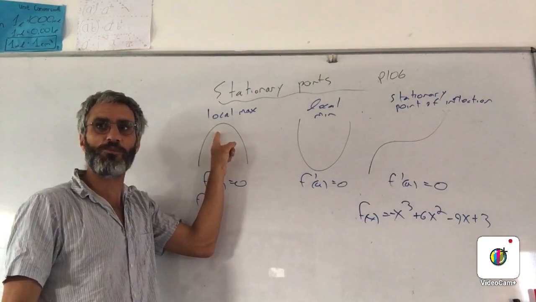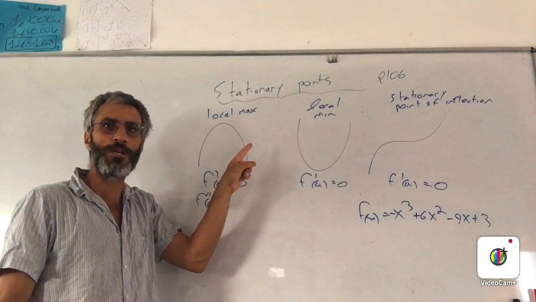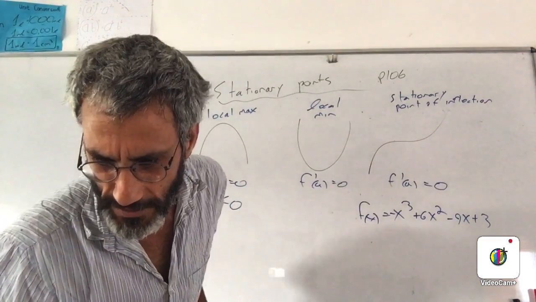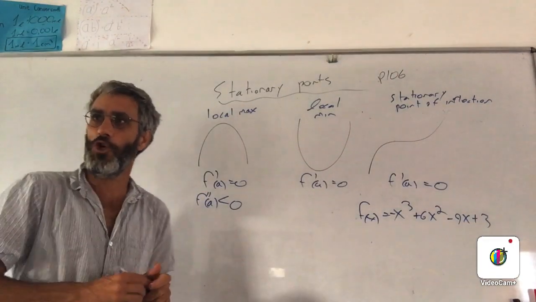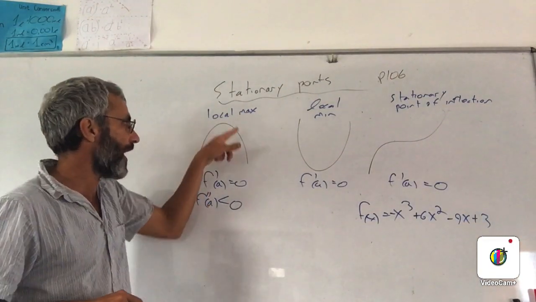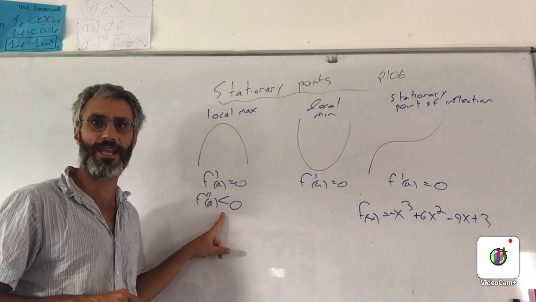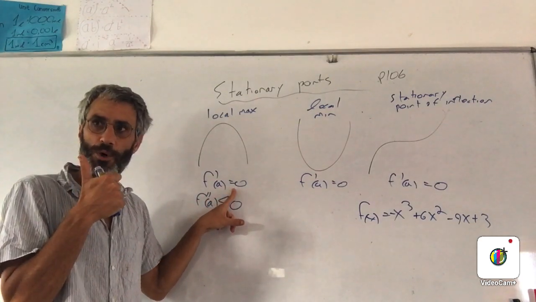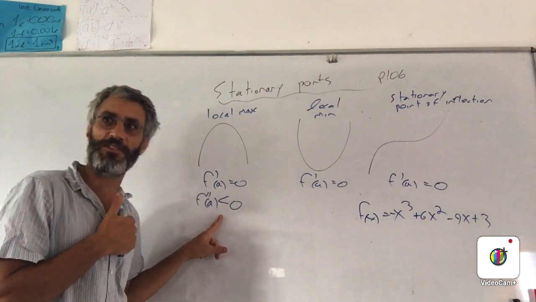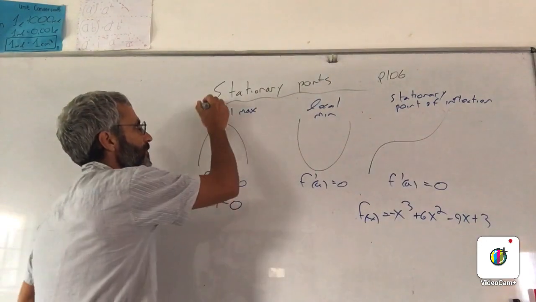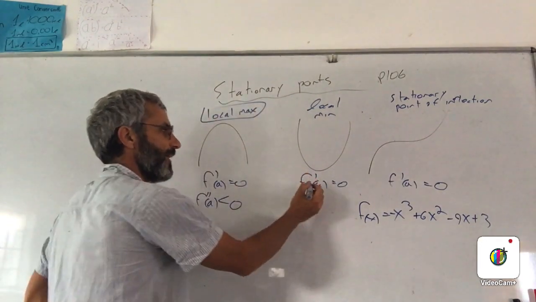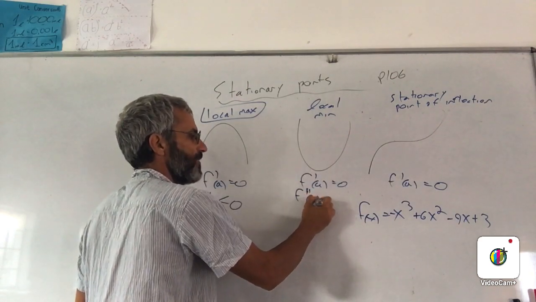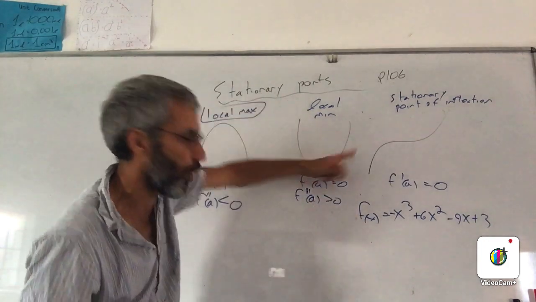Because the local maximum is always concave down, that means the second derivative is negative. If you look at the notes from last lesson, concave down means the second derivative is negative. So if you check that the first derivative is zero, we know it's a stationary point. Now you check the second derivative. If it's negative, you know it's a local maximum. What will be the second derivative if we have a local minimum? Larger than zero, because this is concave up.